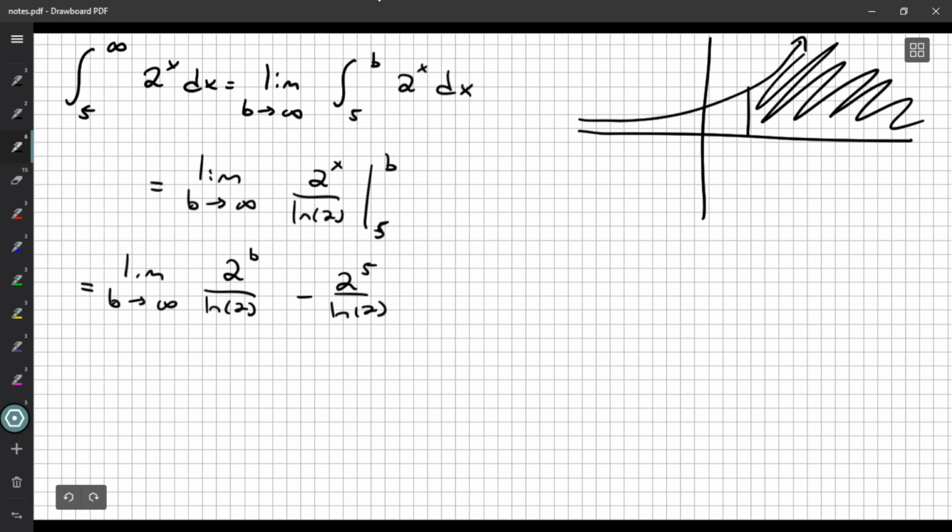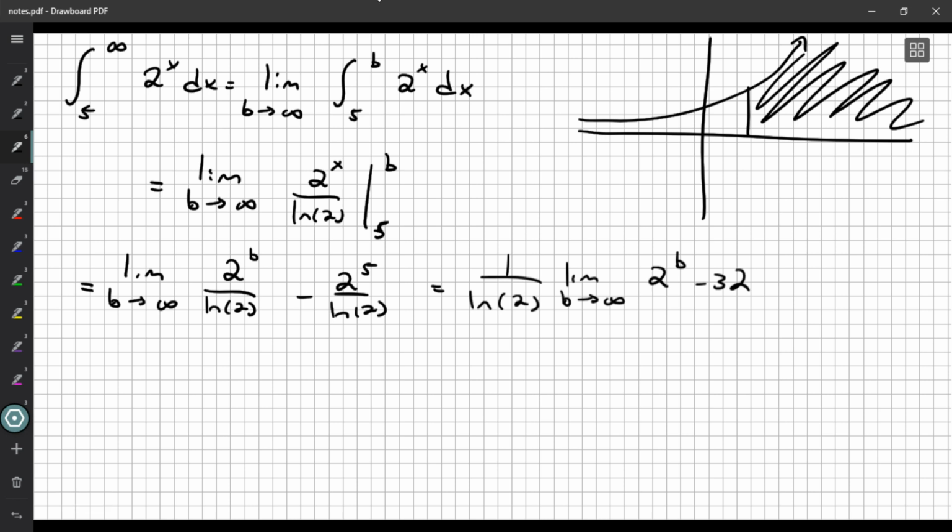which I suppose if you want to, you could do a number of things. You could simplify the 2 to the 5 as 32. You could pull it all together as over ln 2, or you could even take out the 1 over ln 2. Take that out. And lots of things we can do, but ultimately the question is, what's this limit going to be?